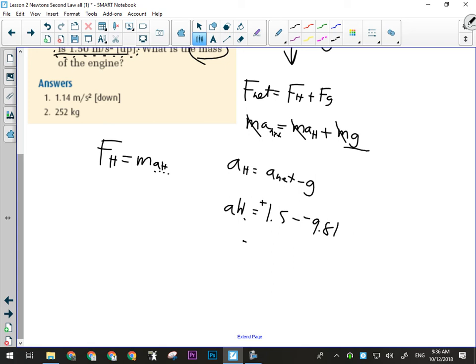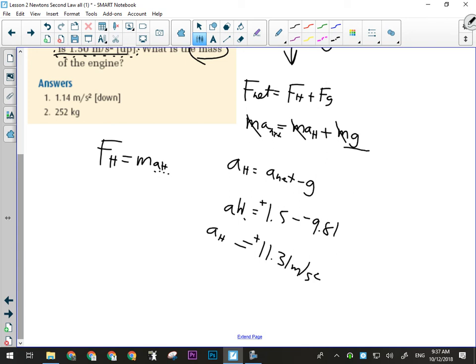When I do that, I'm going to find that the acceleration that could be produced by the hoist, if it was all alone, is 11.31 meters per second squared in a positive direction. Which makes sense. If it's going to lift something against gravity, it needs to produce an acceleration up greater than gravity. It would be exerting a force greater than gravity to move up as well.